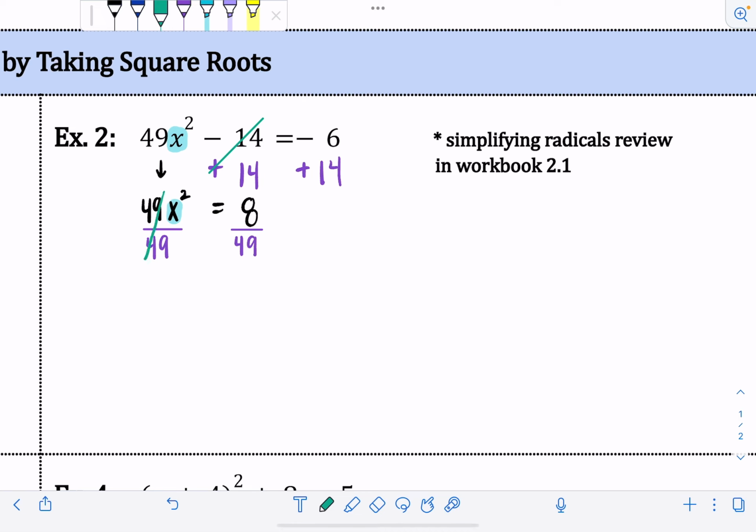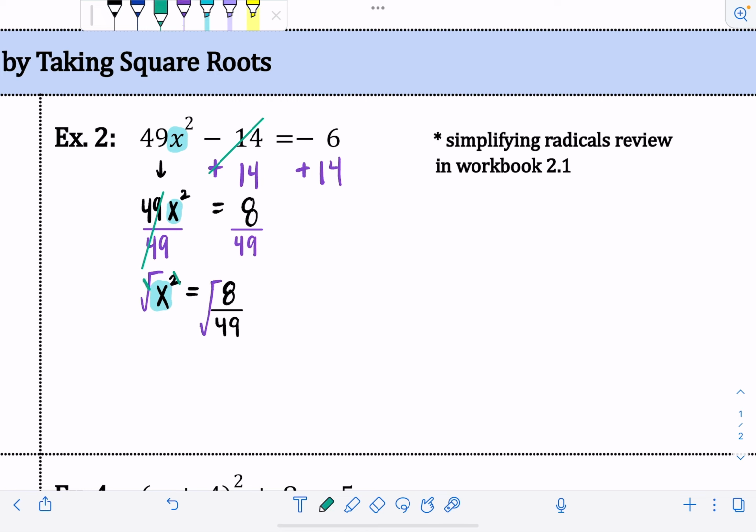49 divided by 49 is just 1. I'd be left with just a 1x squared, but we don't need to write the 1, so we just have x squared. And then 8 divided by 49 is going to give me a funky decimal. In general, I'd rather you leave it in fraction form so that we can take the square root of it a little bit easier and without a calculator, hopefully. So if I have 8 over 49, I'm just going to copy that down. Now the only operation being done to the x is that it's being squared, so I'm ready to go ahead and cancel that out. I'm going to square root both sides to get rid of that 2 power.